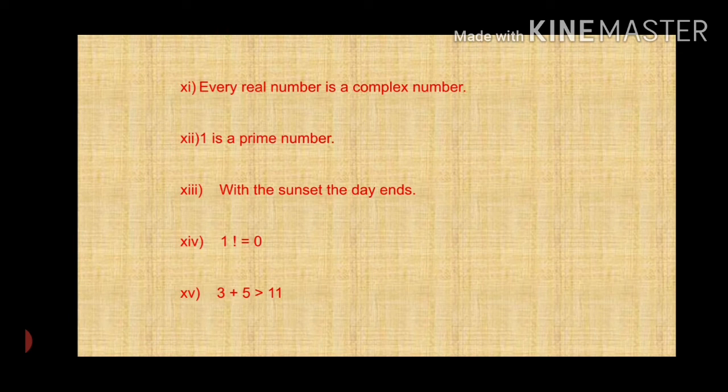Okay, next sentence. Every real number is a complex number. Now, it is a statement. We have seen this last in complex numbers. Every real number can be expressed as a complex number. For example, if you take the number 3, 3 can be written as 3 plus 0i, where i is the imaginary number. So every real number can be expressed as a complex number. So the given sentence is true. So we write it is a statement and its truth value is T.